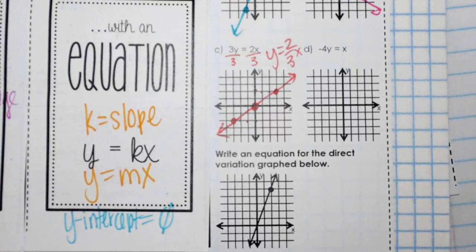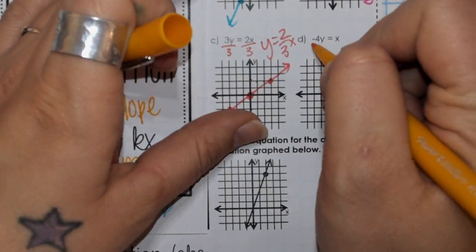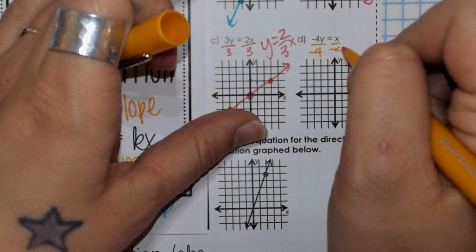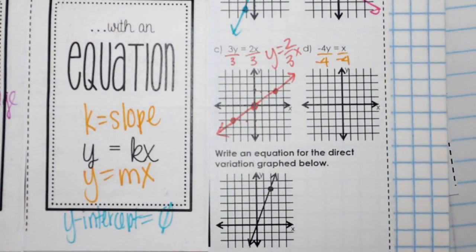Alright, for D, is Y by itself? Yes. Alright, so what do we need to do to get Y by itself? Divide by what? 4. Now, what number is in front of X? It's negative 1.